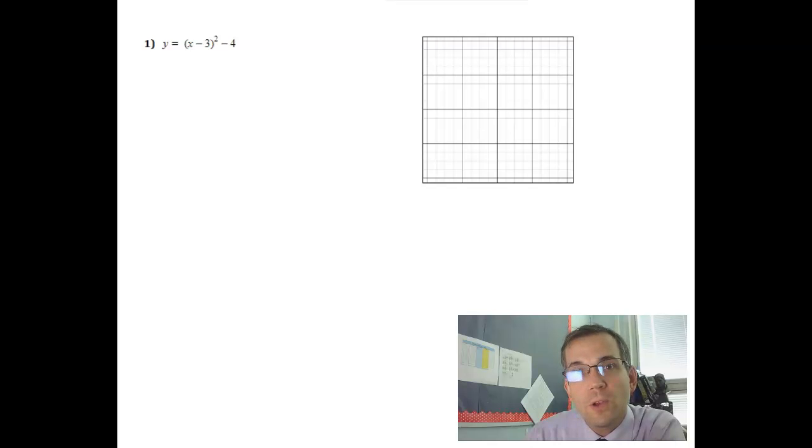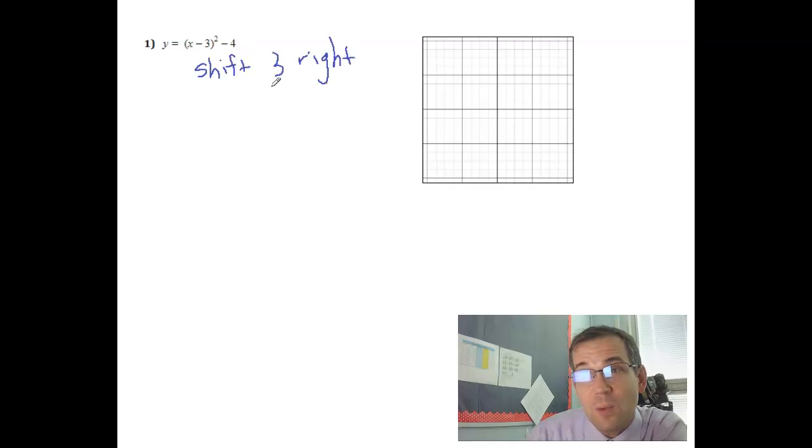We're going to do a quick review of how to graph from the vertex form, and what you should know is that this graph is going to definitely shift 3 units to the right and 4 units down. That's going to tell us exactly where the vertex ends up. The vertex will end up at (3, -4).